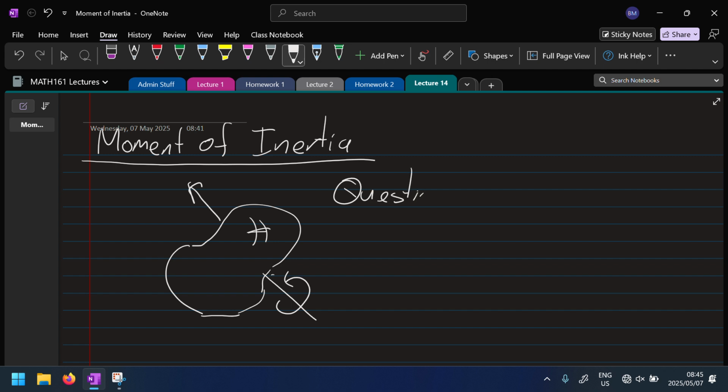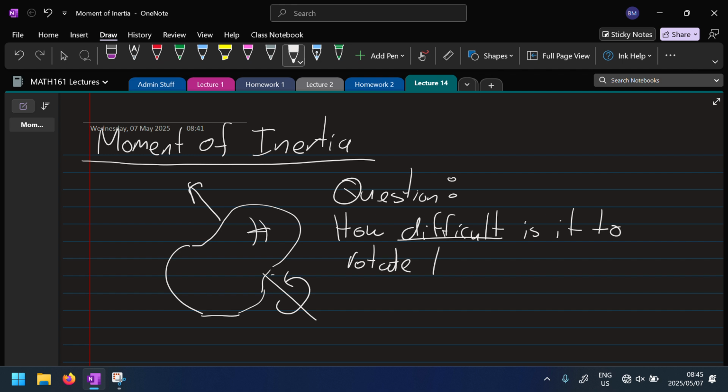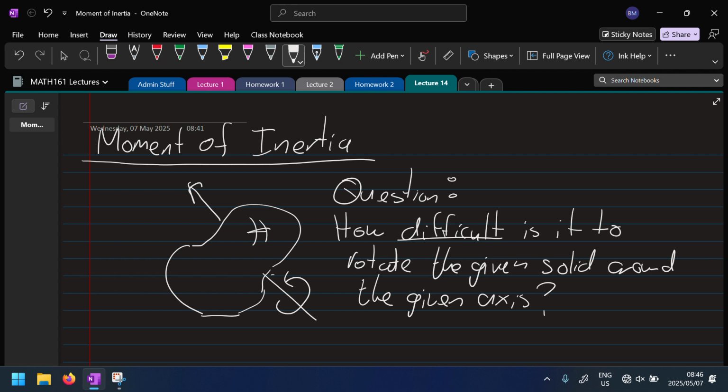So question: how difficult is it to rotate the given solid around the given axis? Here we have the given solid and the given axis, which means those can change. So different solids will have different moments of inertia.